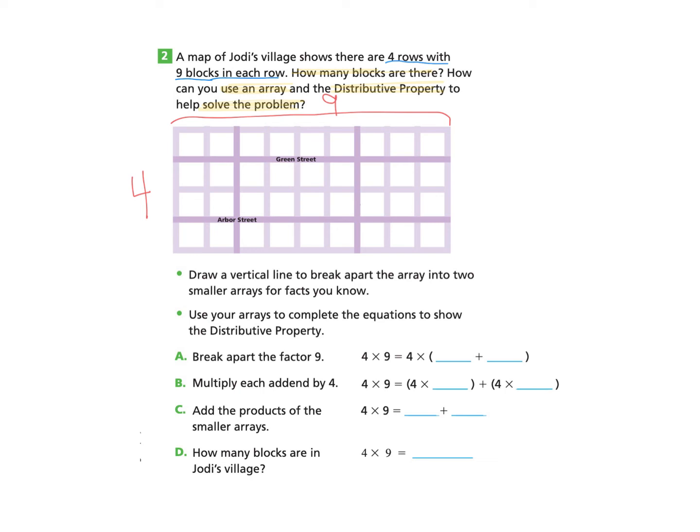So it asks us to draw a vertical line, which means a line that goes up and down, a straight line, to break apart the array into 2 smaller arrays for the facts you know. Use your arrays to complete the equations to show the distributive property. Okay, so if you would like to try this on your own, you're welcome to pause this video and come back. We will start by breaking apart the array into 2 sections.